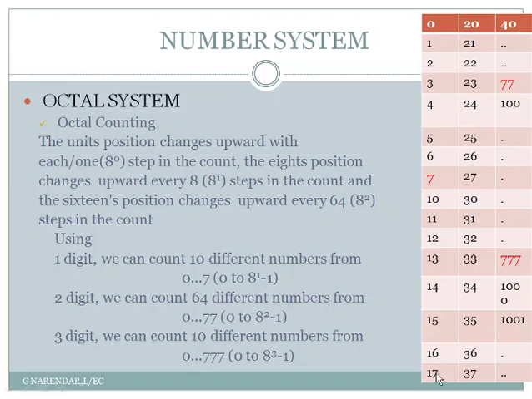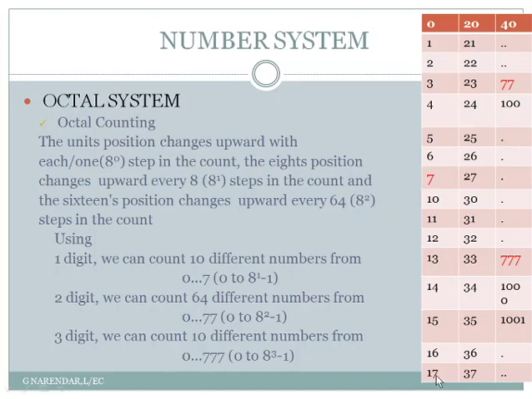So it goes until the number where the units position reaches the highest digit of the number system. So here it is 7, so it goes up to only 17. So we'll not have any 18 because 8 is not a part of the octal number system. So 17, after 17 what happens?